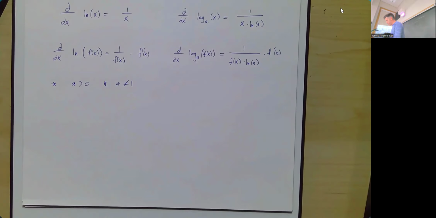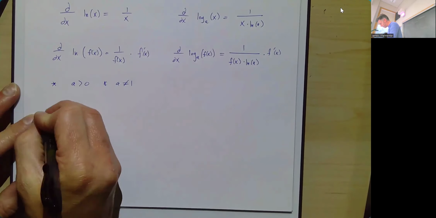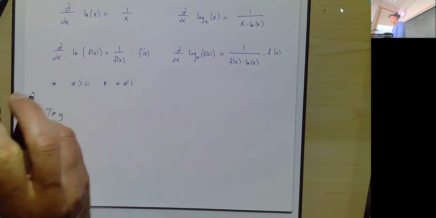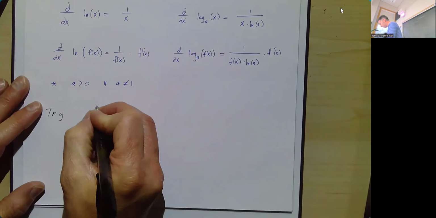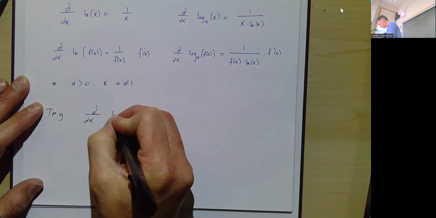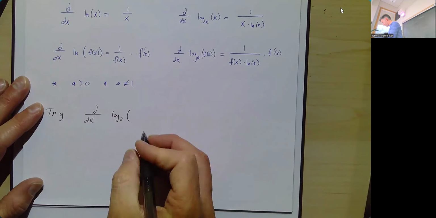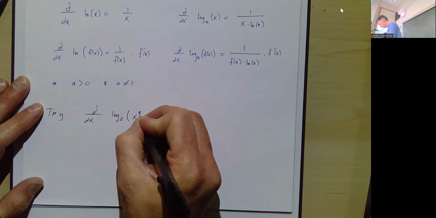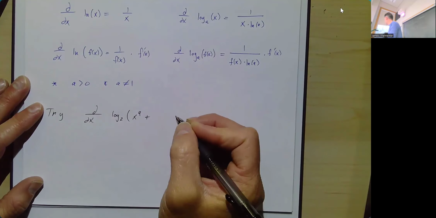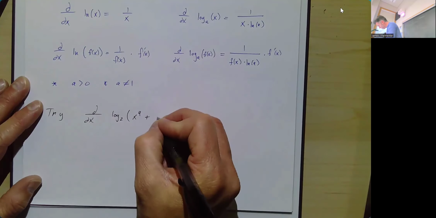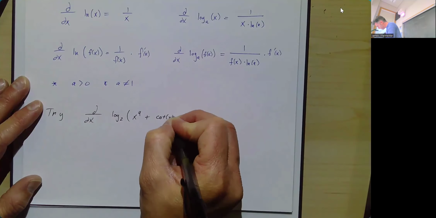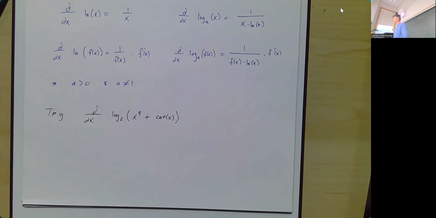Why don't you all try, so good to have some practice, try this one. So try doing it the shorter way. Try finding the derivative of log base 2 of x to the 4th plus, what haven't we done yet? Cotangent of x. Yeah, cotangent. Good one. Getting those trig derivatives in there.